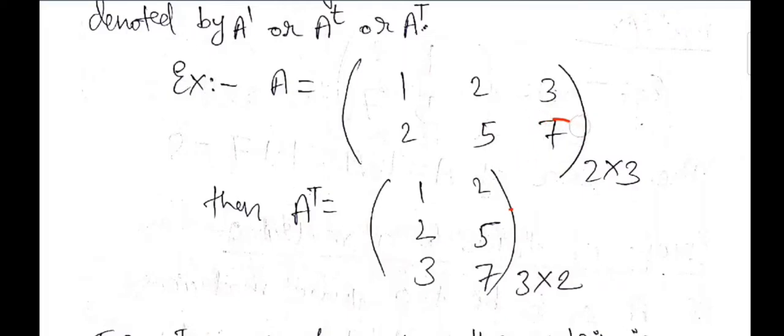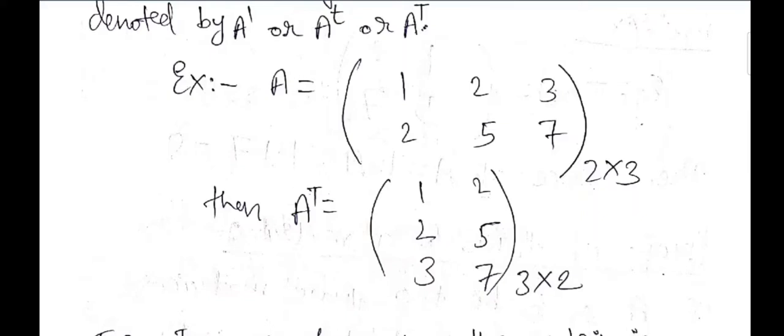Okay, 2 5 7 will be the second column in the transpose, and 1 2 3 was the first row in the original matrix, so 1 2 3 will be the first column in the transpose. Okay, so in this way you can understand this thing.